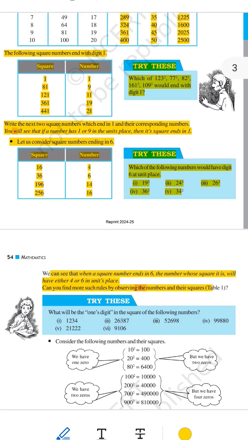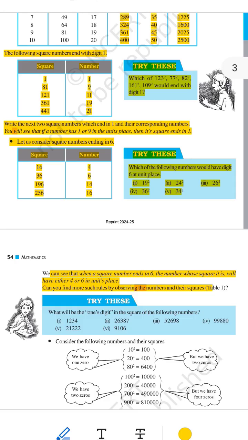What do we see? All these square numbers end with 1. The numbers being squared are 1, 9, 11, 19, 21. What do their last digits have in common? They all end with 1 or 9. 1 ends with 1, 9 ends with 9, 11 ends with 1, 19 ends with 9, 21 ends with 1. So we see a pattern. Numbers ending with 1 or 9 give squares ending with 1.